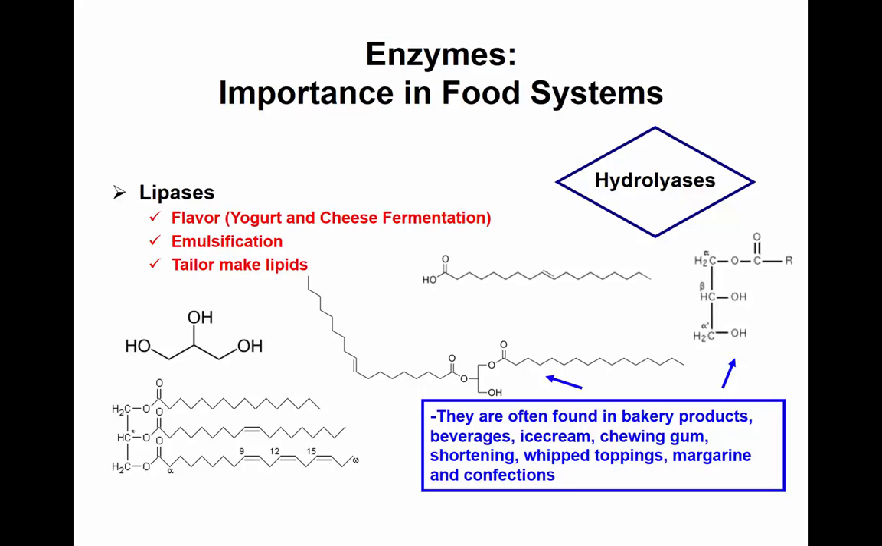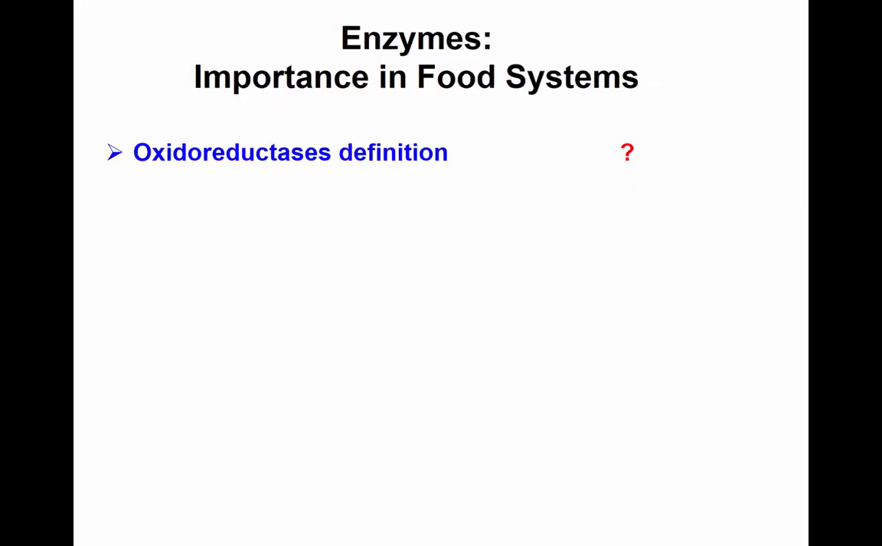So lipases is another hydrolase. It impacts flavor. You can tailor make certain lipids and for emulsification purposes. For example, the mono and diglycerides are produced by lipases where you cleave off fatty acids. Used as emulsifiers. Lipases also have a role during fermentation, aging of cheese or fermenting of yogurt for a distinct flavor as well, same as proteases and aging of cheese.